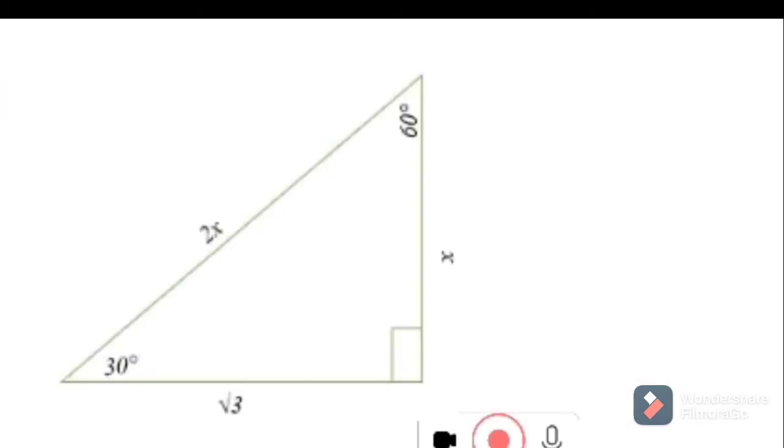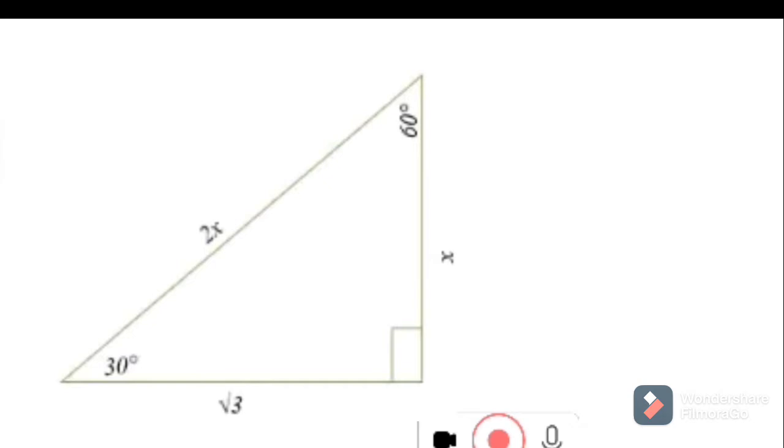Let us apply a special right triangle theorem. This is with a 30, 60, 90 degrees right triangle. So, what do we know? Let us remember that the hypotenuse is equal to 2 times the shorter leg. The longer leg is equal to the shorter leg times the square root of 3, while the shorter leg is equal to 1/2 of the hypotenuse, or the longer leg divided by the square root of 3.